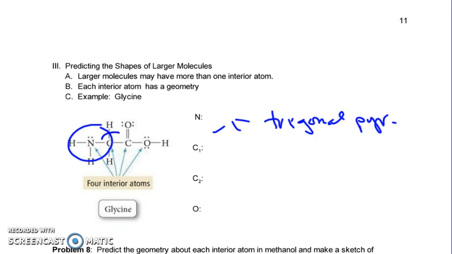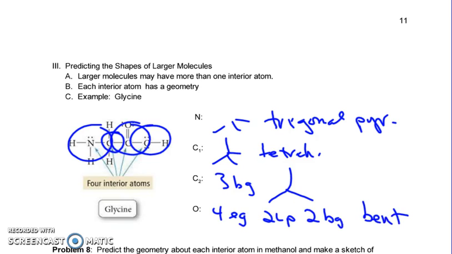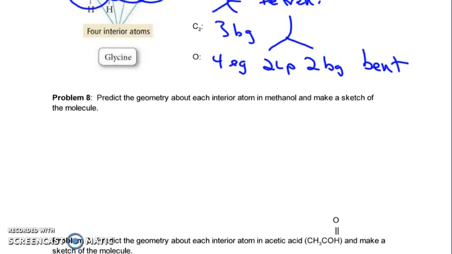Okay, look at the carbon. It has 4 bonding groups, so it is tetrahedral. It has no lone pairs. Look at this carbon. It has 3 bonding groups, so no lone pairs, trigonal planar. This oxygen has 4 electron groups, 2 lone pairs and 2 bonding groups, bent. Okay. So go ahead and do the next problem.